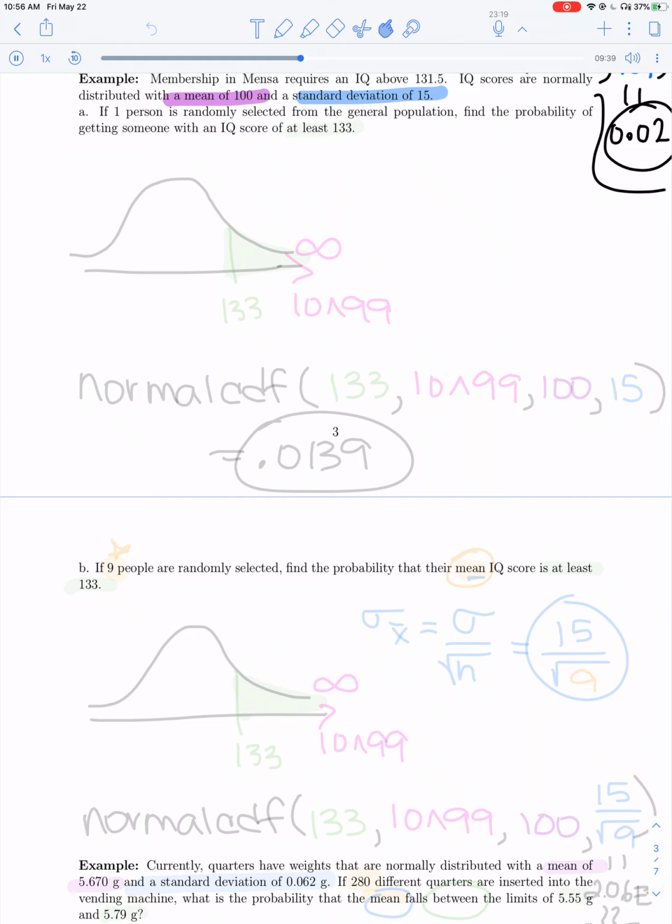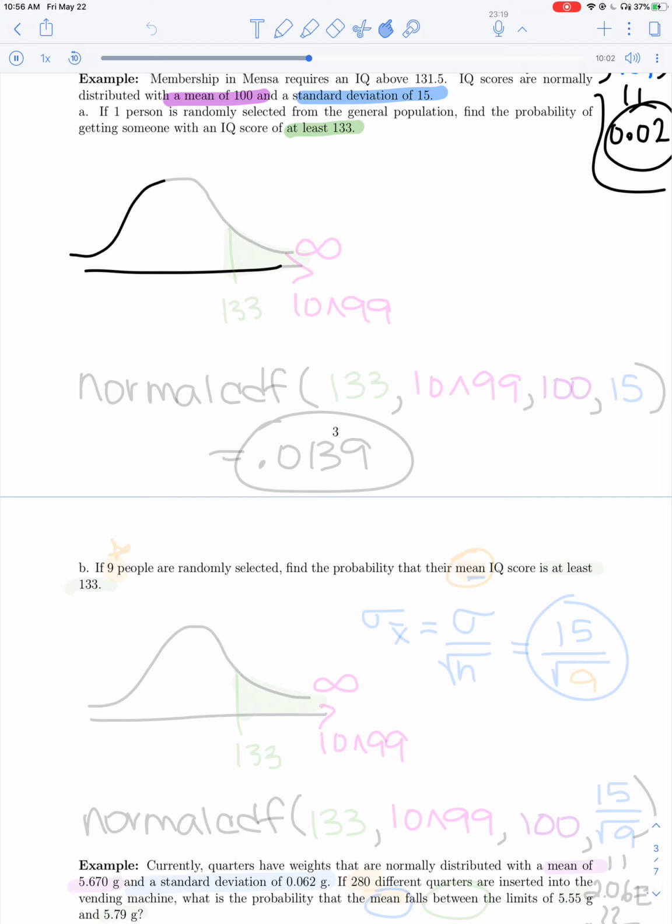In part A, we're looking for, if one person is randomly selected from the population, the probability of that one person having a score of at least 133. So, same idea as the last problem. We're just dealing with one person with an IQ score of at least 133.